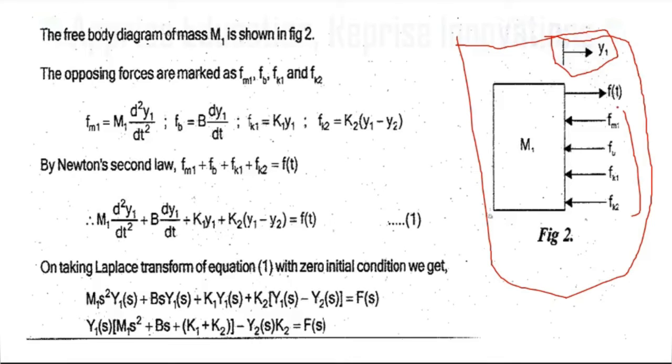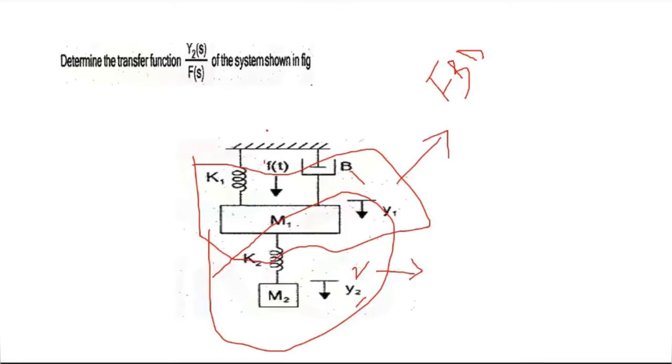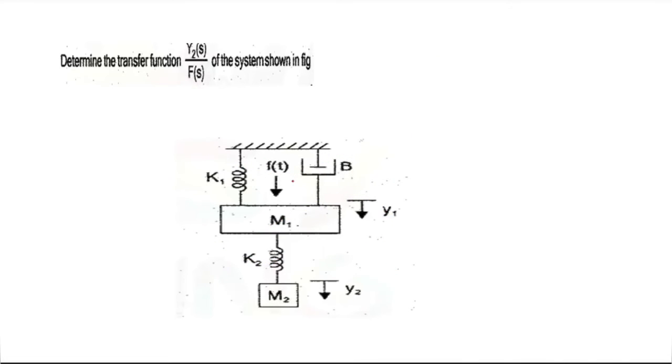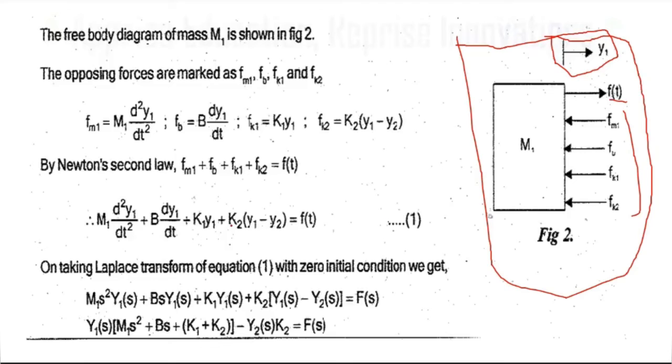So we will get the force balance equation as Fm1 plus Fb plus Fk1 plus Fk2 equal to f of t. Now substitute for all terms. That is m1 d square y1 by dt square plus Fb, which is b into dy1 by dt, plus Fk1. K1 is also separate for this. So Fk1 is k1 into y1.